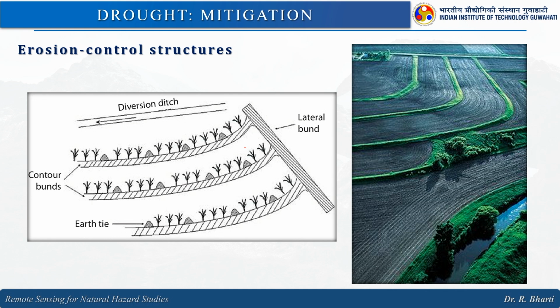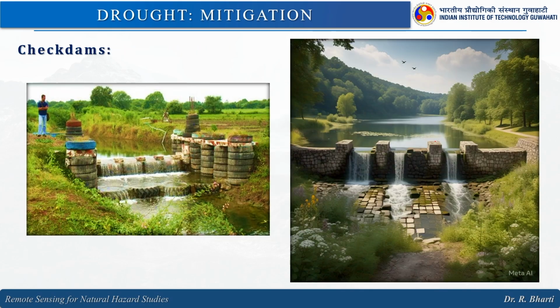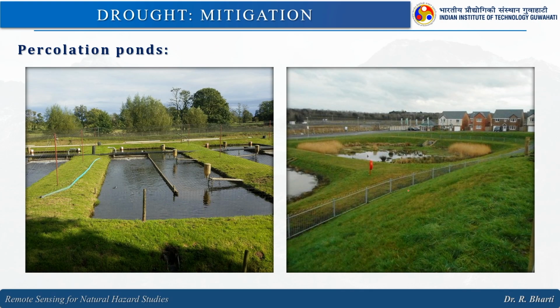So, this is an example of contour bunds. Here you can see how it looks on the ground. Then check dams, then you have percolation ponds. These are manually designed. Some of them are natural, but we are using them.